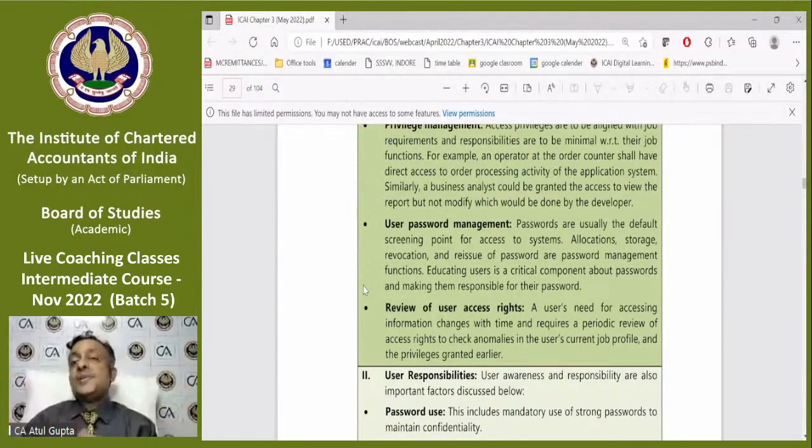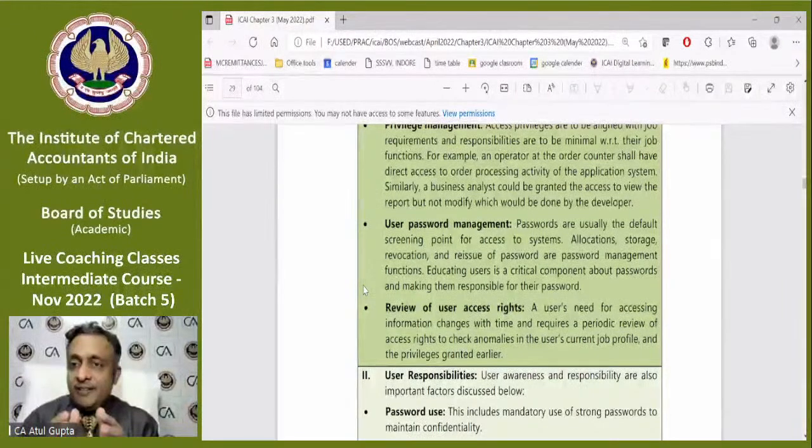So all this documentation has to be done. So to the answer, whatever the accountant creates, that must be properly done. Okay, so that was one.